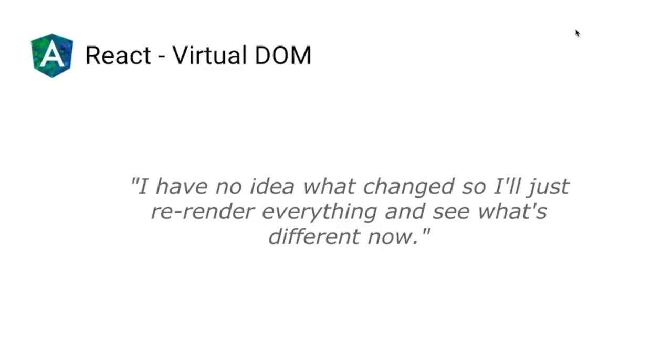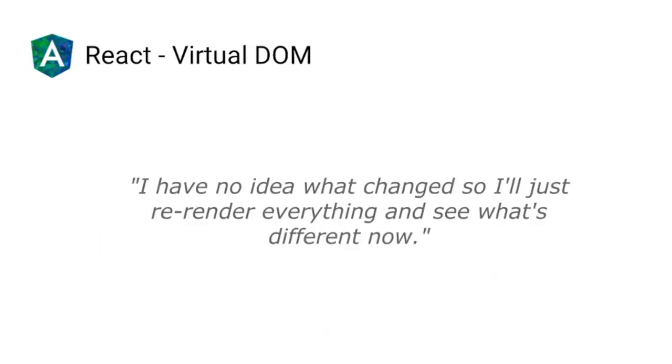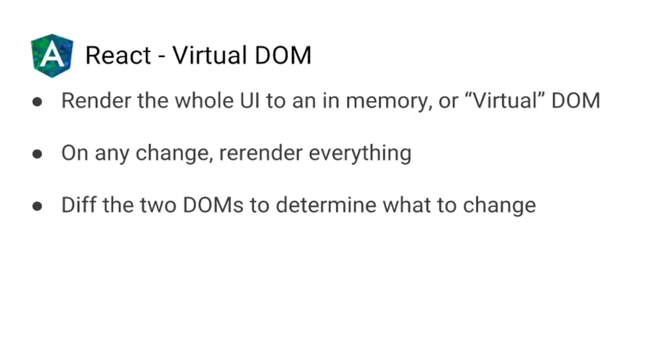The way React handles change detection is with a virtual DOM. The idea behind the virtual DOM is, I have no idea what changed, so you just re-render everything and see what's different now. There's lag in the slides. OK, there we go. So React renders the entire UI to HTML.